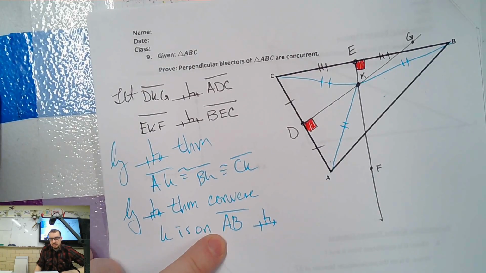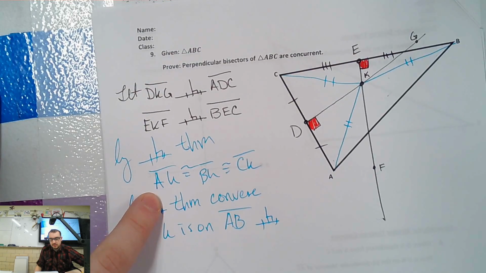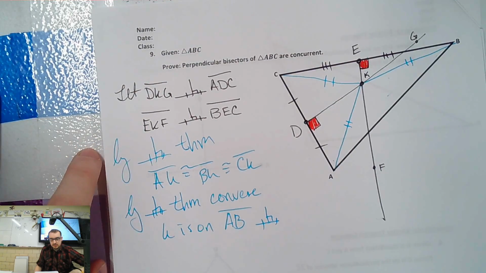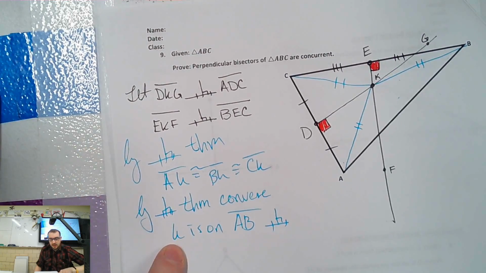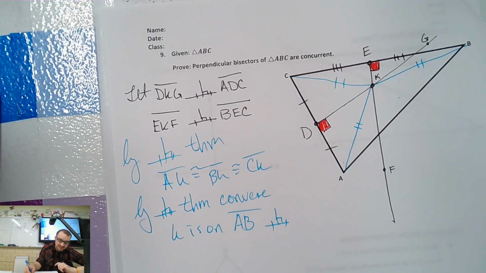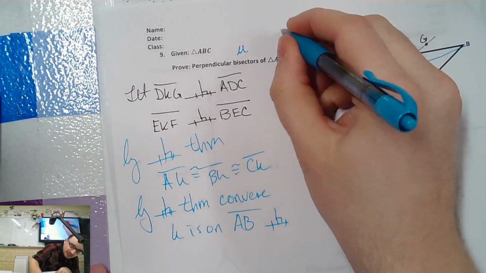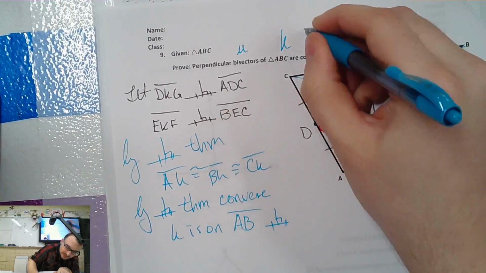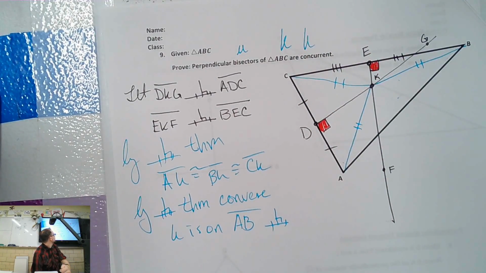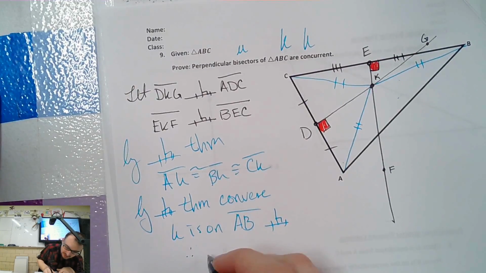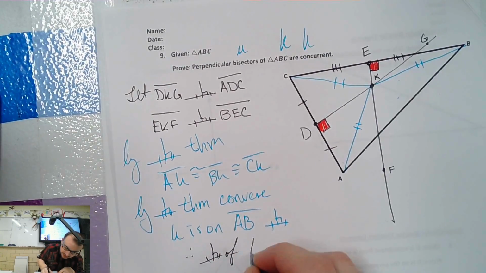Down. No, but down. Okay, well, it looks like a U. Why would my K be so tall? That's a K. Your K's look like U's. Well, it just doesn't look like a K. You guys are all big dummies. Therefore, K is the concurrent point of the perpendicular bisectors of triangle ABC.